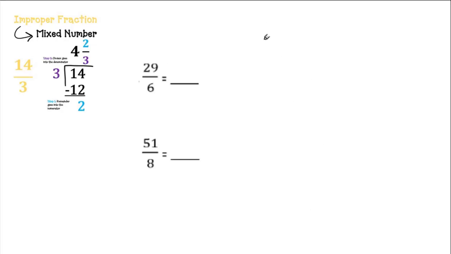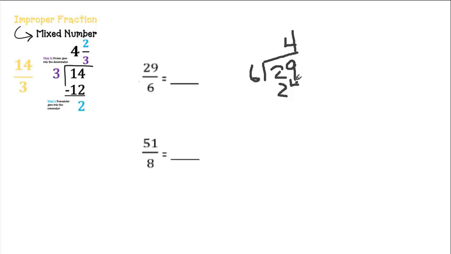Let's do it again. 29 divided by 6. How many 6's are in 29? 6 times 5 is 30. 6 times 4 is 24. See how you can just kind of guess as you're doing it? You need to know your multiplication. You need to know your division. It makes it a lot easier.